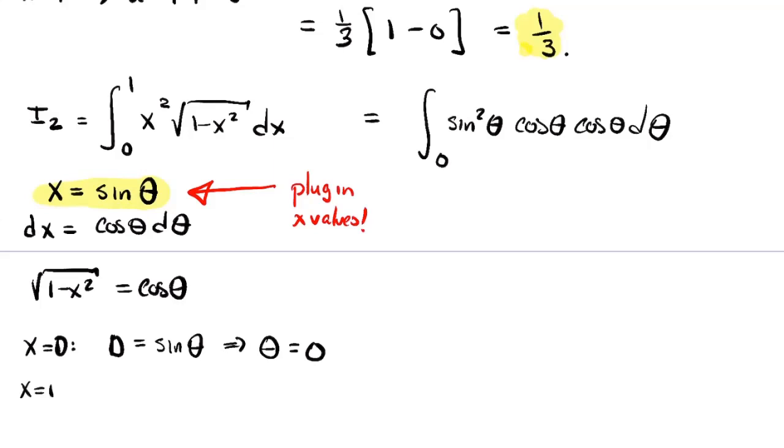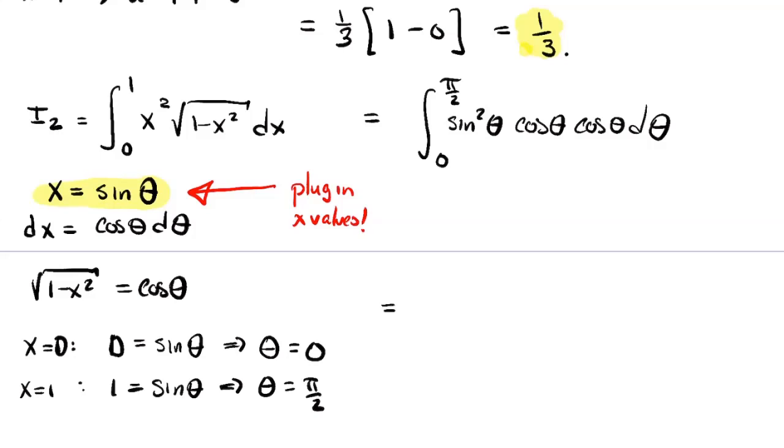But if I let x equal 1, my equation becomes 1 is the sine of theta. So again, using the inverse trig function inverse sine, the inverse sine of 1 is pi over 2. The angle between minus pi over 2 and pi over 2, whose sine is 1, is pi over 2. So that's my new upper limit of integration. Okay, so pause and think about that. It's a little bit different.